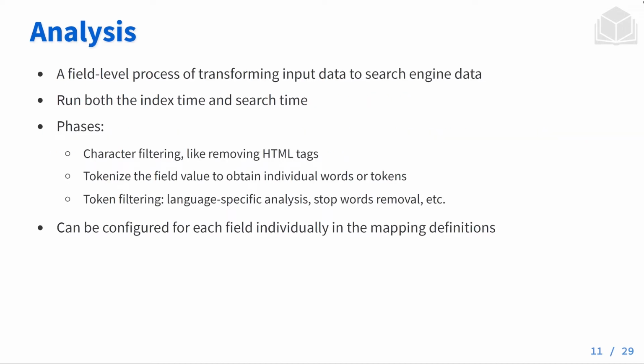We also have analysis, which is a field-level process of transforming input data to search engine data. This runs both at index time and at search time, and there are different phases: character filtering, like removing HTML tags; tokenizing the field value to obtain individual words or tokens; and token filtering, which is language-specific analysis, stop words removal, and other things. This can be configured for each field individually in the mapping definitions.